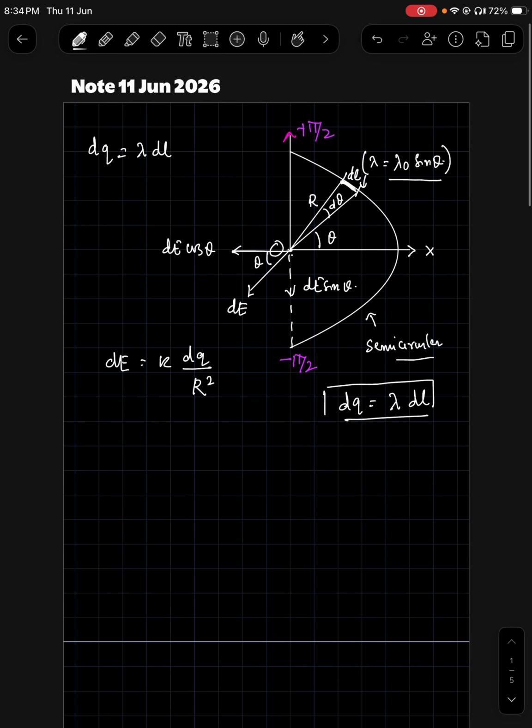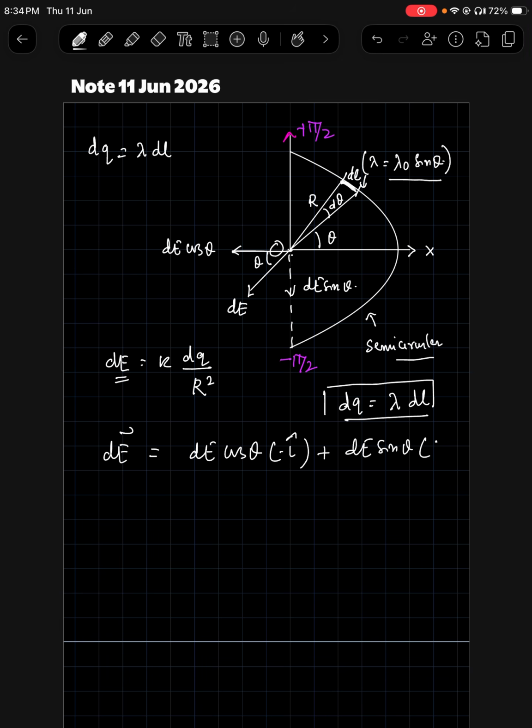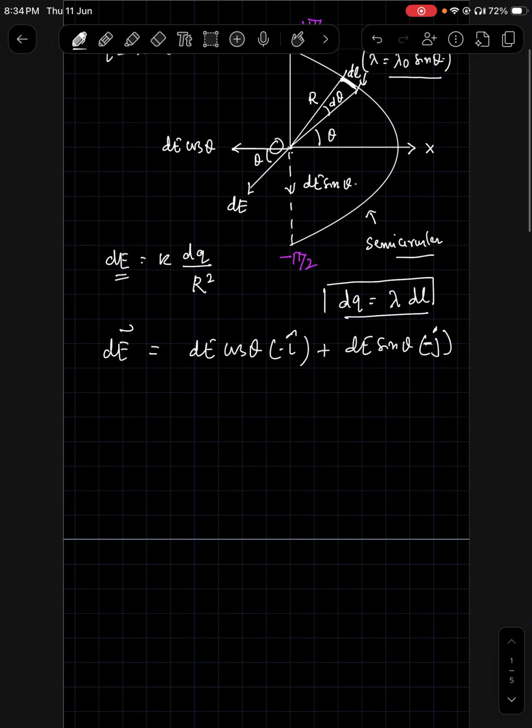and I have taken two components of this particular dE. One is dE cos theta, which is opposite to the x-axis, and dE sin theta, which is opposite to the y-axis. So vectorially, the electric field is dE cos theta minus i cap and dE sin theta minus j cap. Okay. So let us solve this first. I am taking minus outside common. So that is cos theta i cap plus sin theta j cap.